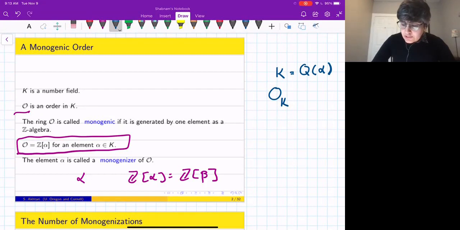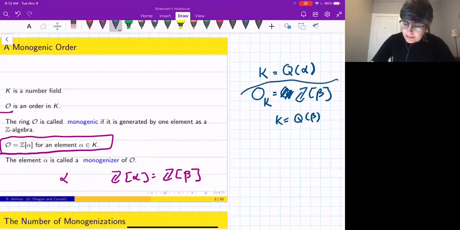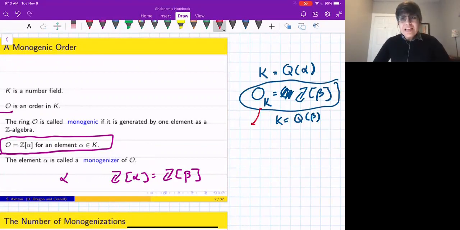And here is the question: is there any alpha, or let's call it beta this time, such that the ring of integers is Z[beta]? Of course, if such a beta exists, then K has to be generated over Q by beta too, but this is not the case most of the time. Most of these things are conjectures at this point. We believe that most rings of integers, or most number fields, are not monogenic.